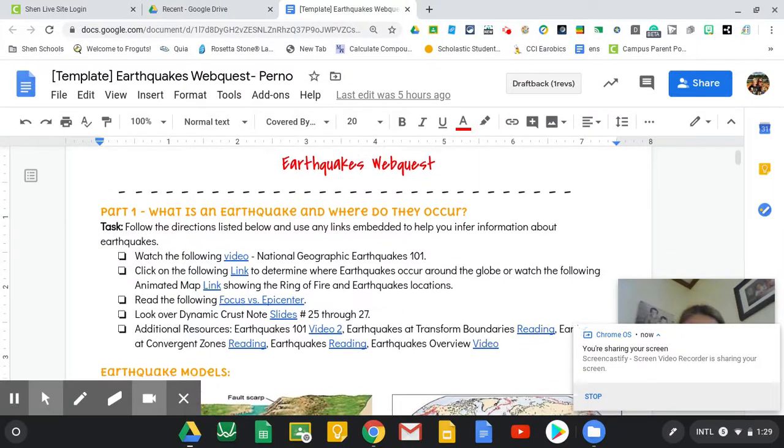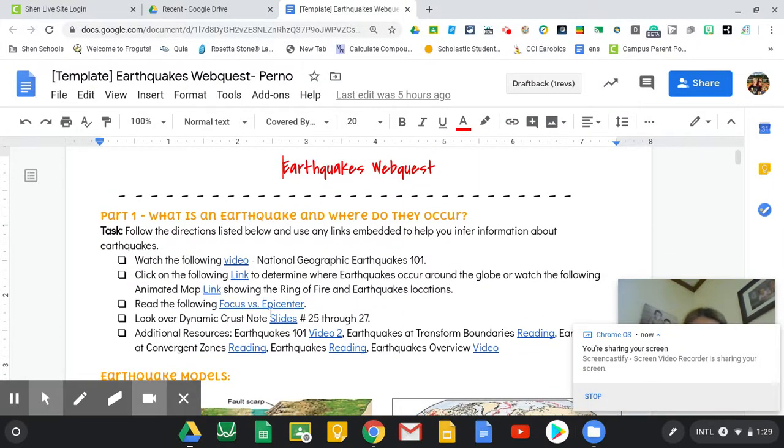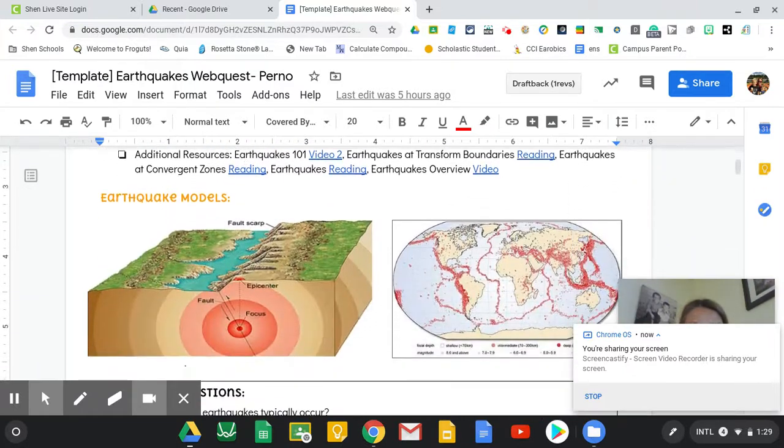All right, guys, I hope you got started today with your earthquake webquest, because this webquest is going to take some time and could be tricky, so you need to follow step-by-step directions, like watch the video, click on the link, read the following, what a focus and an epicenter is, and take a look.